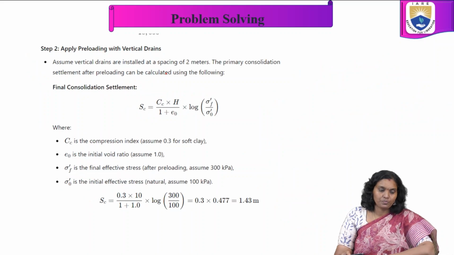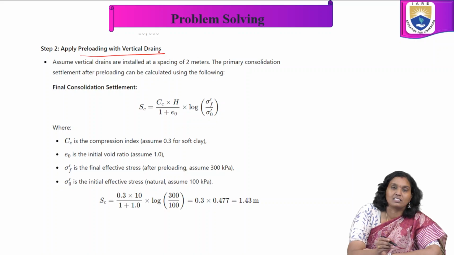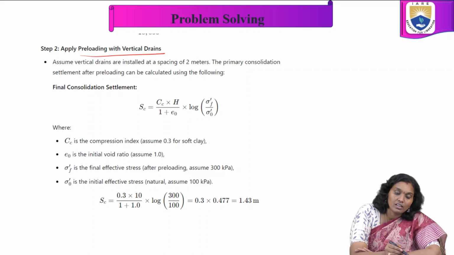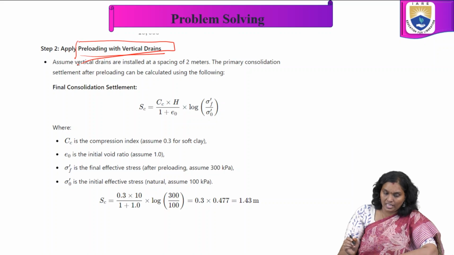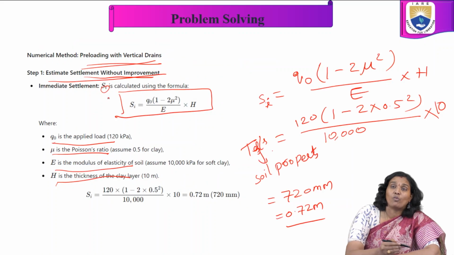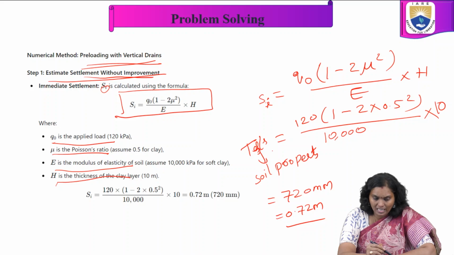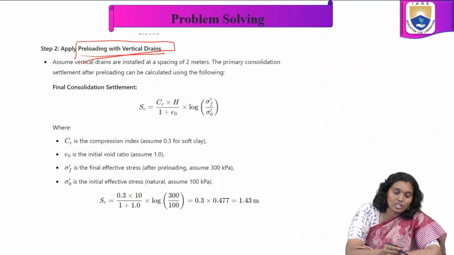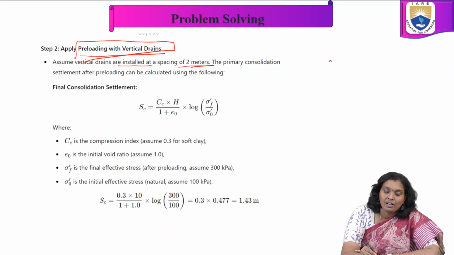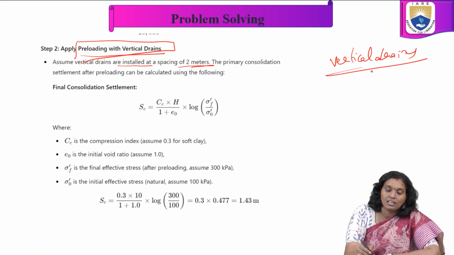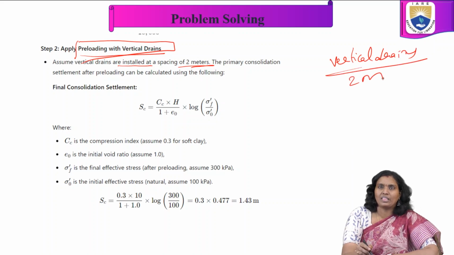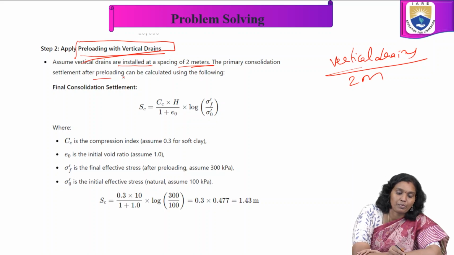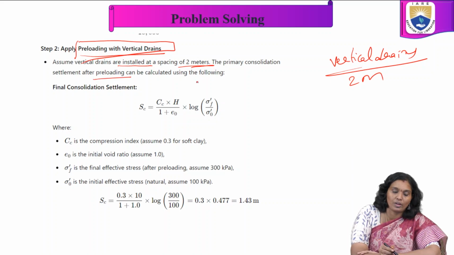Now, in step 2, apply preloading with vertical drains. Here we are applying the technique, and we understand what parameters are involved. We assume vertical drains are installed at a spacing of 2 meters, which is the key parameter here. The primary consolidation settlement after preloading can be calculated using the final consolidation settlement formula.